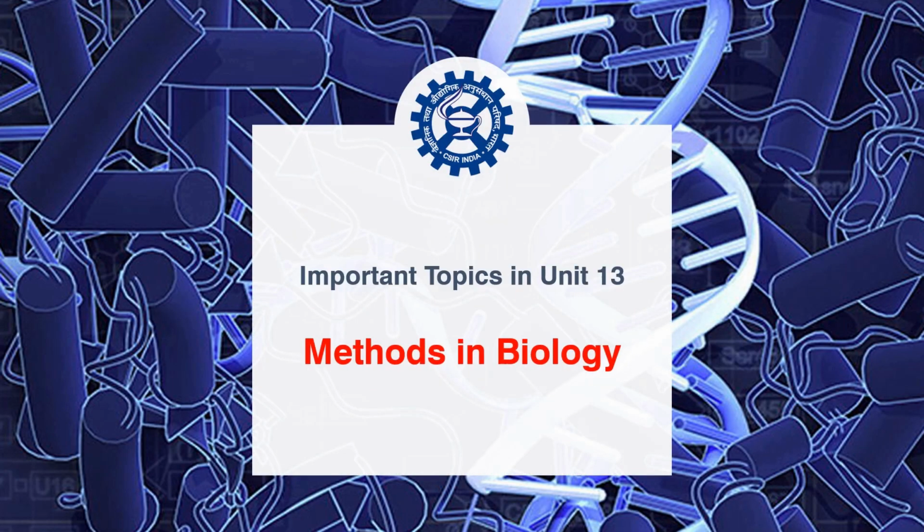Unit 13, Methods in Biology, is an incredibly important and scoring unit in the CSIR Life Sciences exam. This unit focuses on various techniques and methods used in biological research, which are essential for conducting experiments, analyzing data, and drawing meaningful conclusions. And quite logical and simple questions are asked to assess the understanding of the scholar taking the exams.